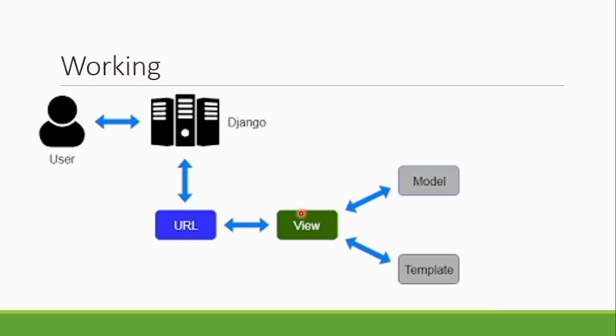Now, we will check whether it has to access the database. If it is supposed to access the database, it will communicate with the models.py file. It will get all the data. Then, if it has to present the data beautifully to the end user, it will communicate with the template file and then it will present the data to the end user. So in today's topic, we'll discuss these two things, URL and view. We will talk about the model and template in the coming videos.